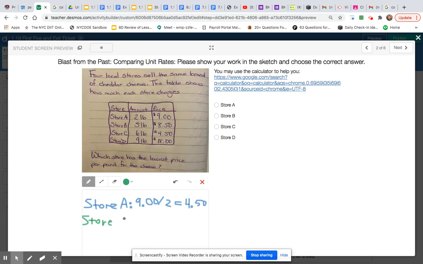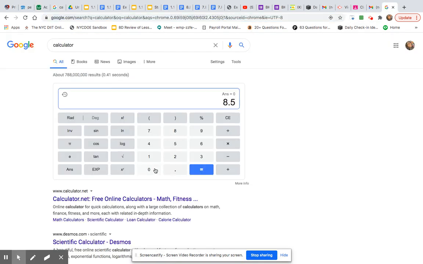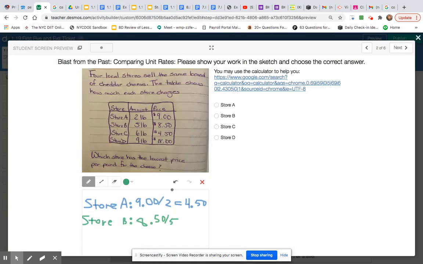Now for store B, I'm going to do the same process. $8.50 divided by 5. So I know that it costs me $8.50 for 5 pounds. So doing this is going to help me to figure out how much each pound of cheese costs at store B. So I'm going to do 8.50 divided by 5, and that's $1.70. So at store B, we have $1.70 per pound. So each pound of cheese costs $1.70.